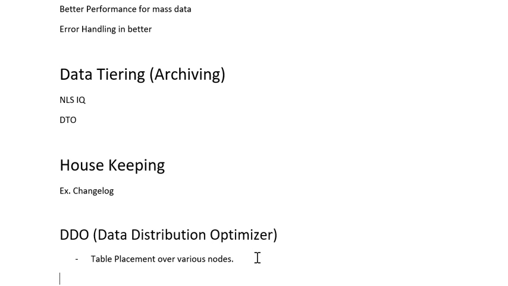DTO is a concept by which you can distribute data across various nodes in a system, so that all the nodes will have better performance in terms of data distribution. Anyway, I have explained all these topics briefly.